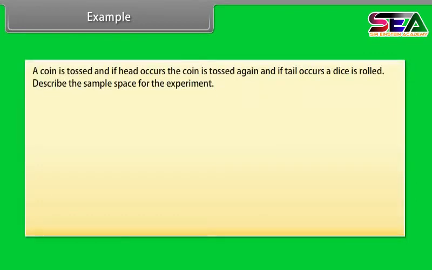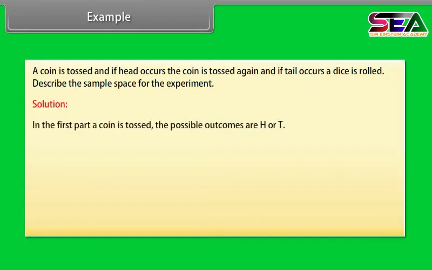Example. A coin is tossed, and if head occurs, the coin is tossed again, and if tail occurs, a dice is rolled. Describe the sample space of the experiment. Solution. In the first part, a coin is tossed. The possible outcomes are head or tail.